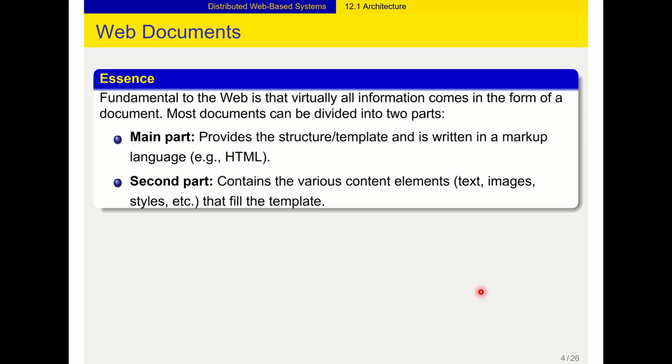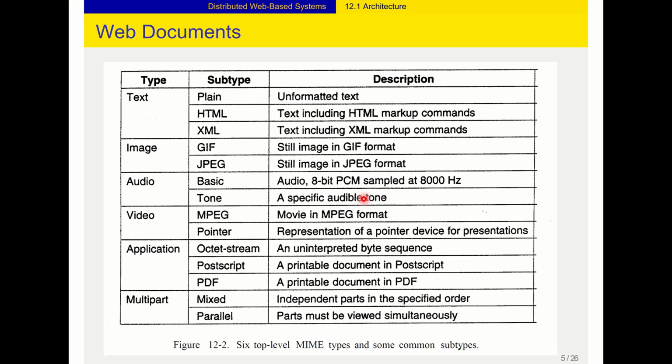So for the web documents, fundamental to the web is that virtually all information comes in the form of a document. Most documents can be divided into two parts. The main part is to provide the structure or template, and it's written in a markup language like HTML or XML. And the second part is where the document will contain various content elements, such as text, images, styles that fill in the template. For each top level type, there might be several subtypes available.